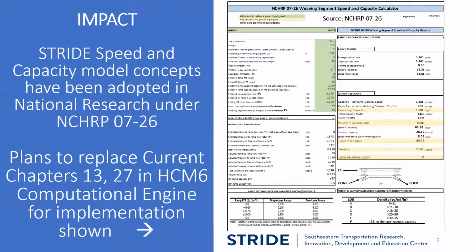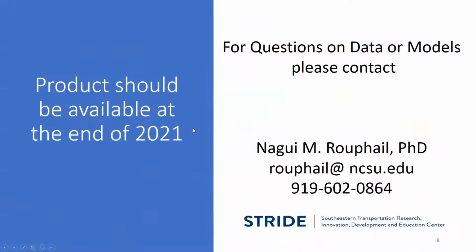The impact is that this concept that actually began with the STRIDE project has now been adopted in national research under NCHRP 726. That project is underway, and is expected to be completed within the next 3 to 4 months. And the intent is to replace the method with what we're showing you on the right, a computational engine, if you will: input those cells in the green and the results here.